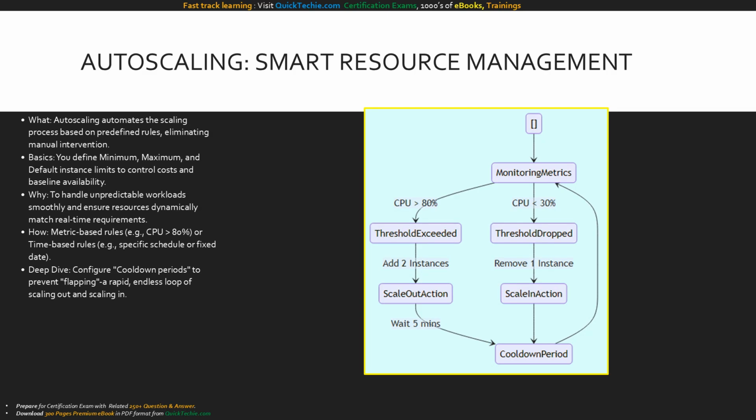To truly harness the power of horizontal scaling, we use a feature called autoscaling. Autoscaling is the intelligence engine that completely automates resource management, removing the need for a human engineer to manually add or remove servers. How does it work? You start by setting strict boundaries, a minimum, a maximum, and a default number of instances. This ensures your application always has a baseline of availability, but also guarantees you won't accidentally spin up 1,000 servers and drain your IT budget.